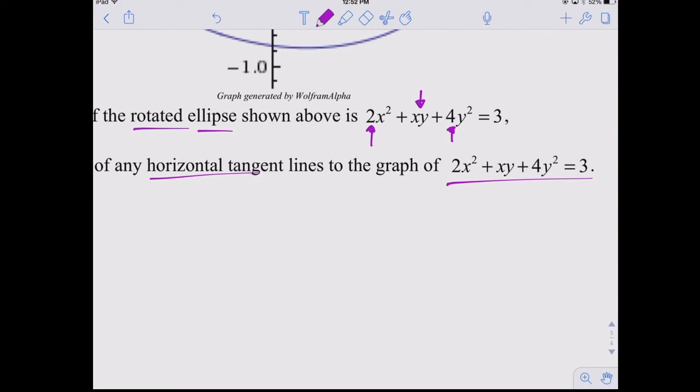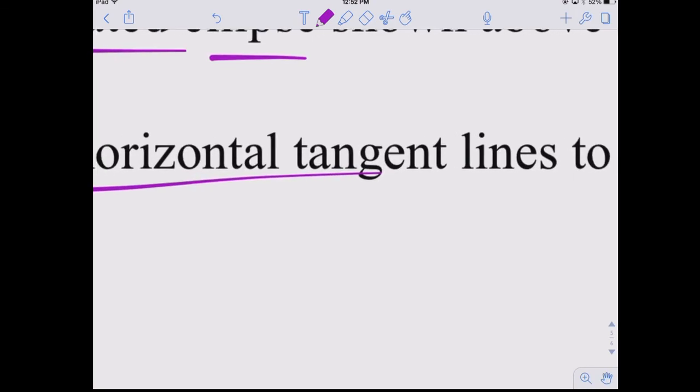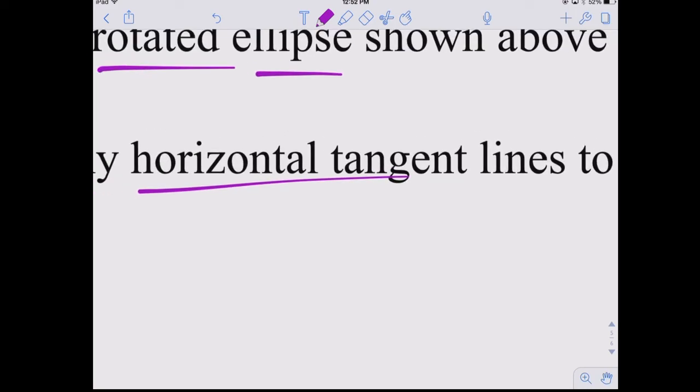Horizontal tangent line. So start with the end in mind and work backwards from there. What do we know about the slope of a horizontal tangent line? It's 0, right? And so now that I know I need the slope to be 0, we know that we can find the slope by using the what function? Big D, derivative. So I need to find the derivative equation and set it equal to 0.